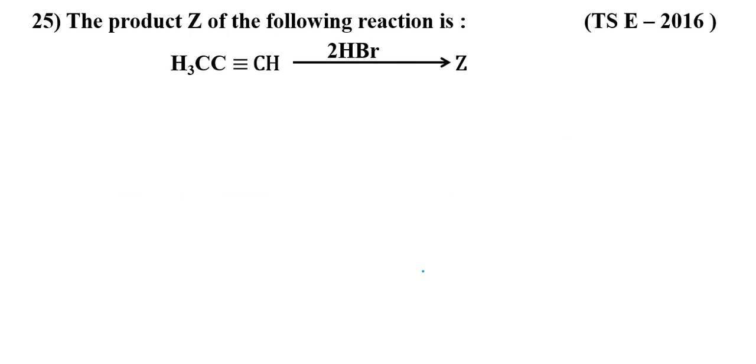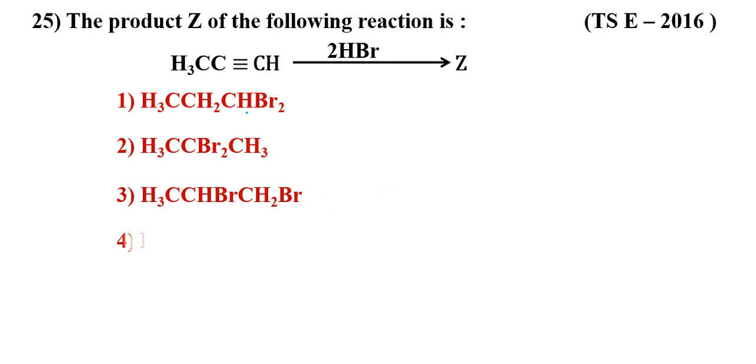The product Z of the following reaction, HBr, 2 times addition. Yes, you guess it. What is the product? See, now the question is where the hydrogen is attacking. Hydrogen will attack where there is more hydrogen. That means hydrogen is going to the terminal, bromine is going to the middle. What is it? Markovnikov rule. According to Markovnikov rule, your answer will be the second.